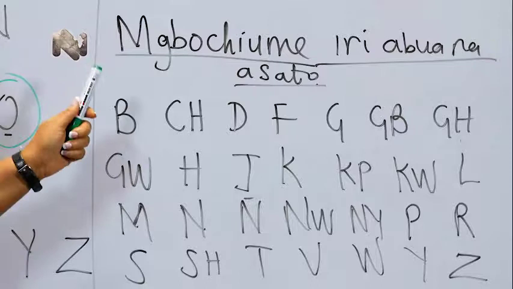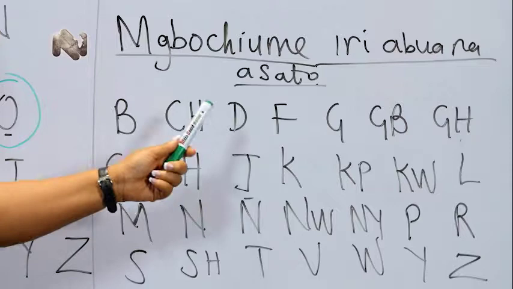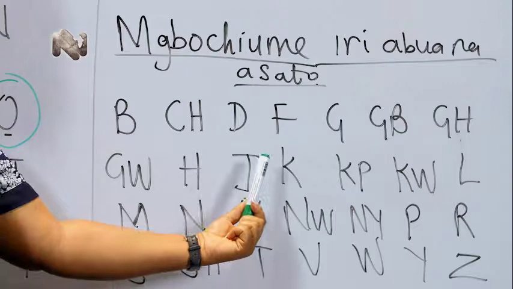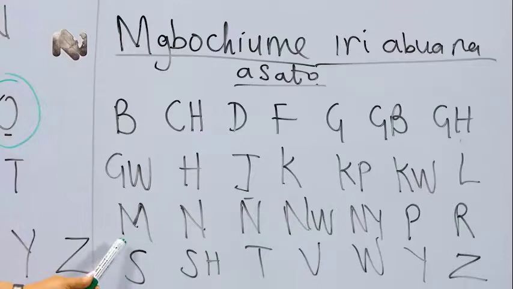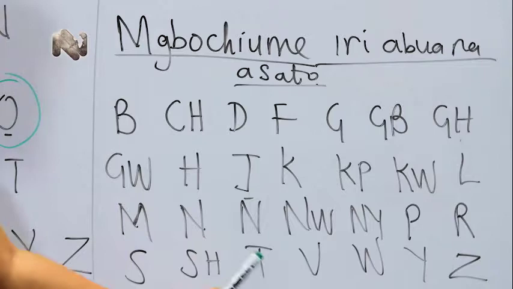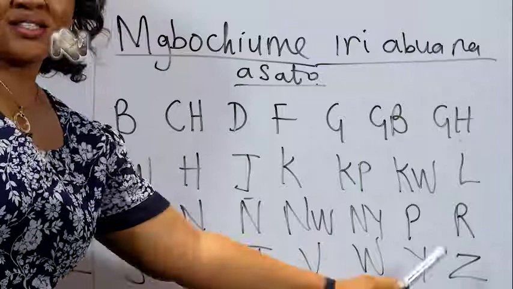B, ch, d, f, g, w, y, g, h, j, k, b. Kwe, le, me, ne, nge, nwe, nye, pi, ri, si, shi, ti, vi, wi, ye, z.